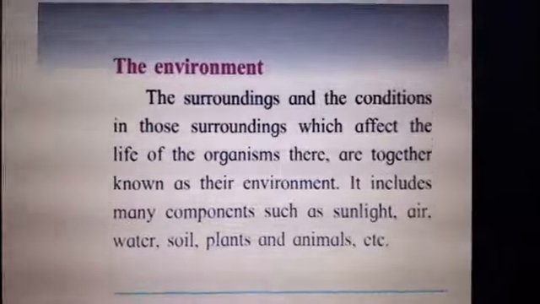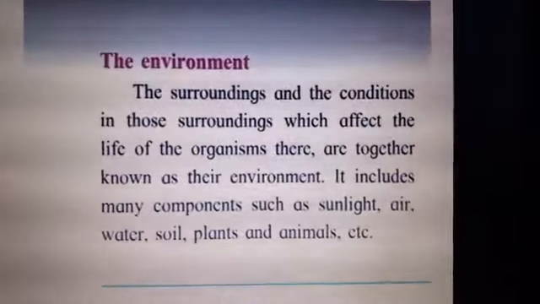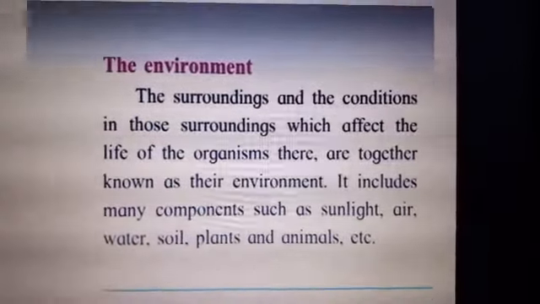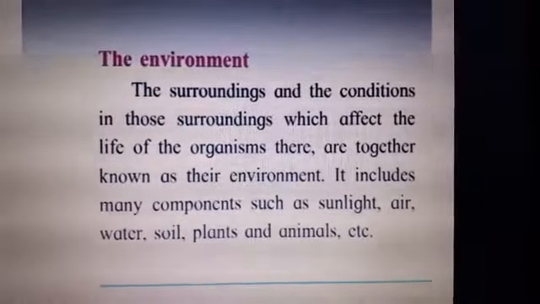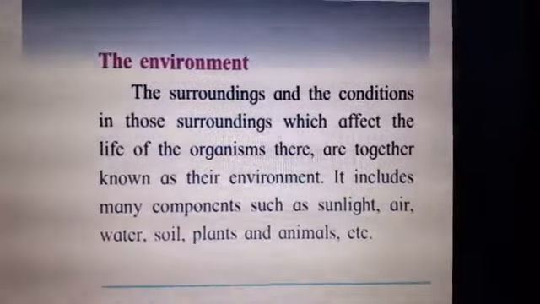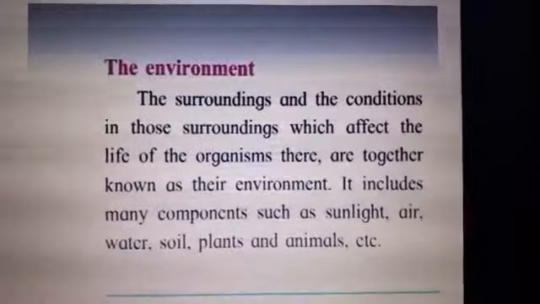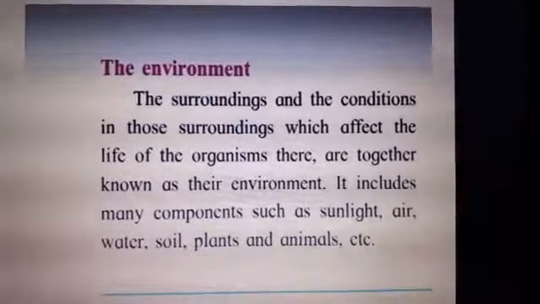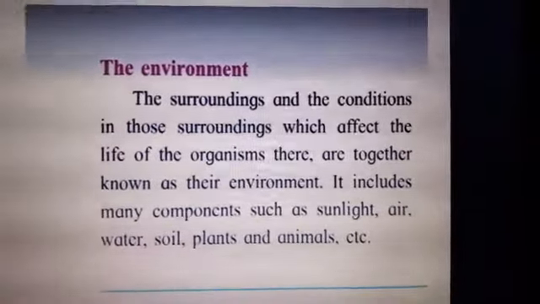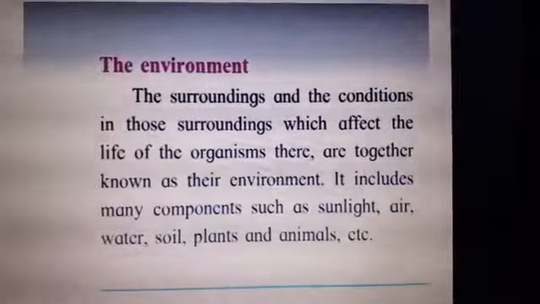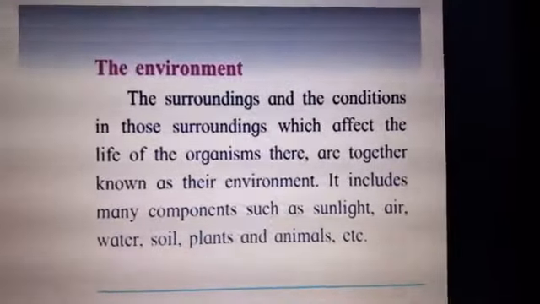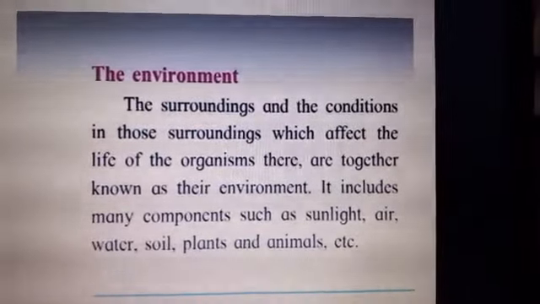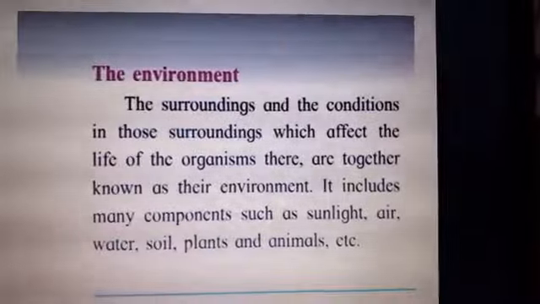Isn't it? It includes many components. Now what is included in the environment? Such as sunlight, which plays an important role, then air, water, soil, plants and animals. All these things are very, very important. And understood? To understand what the environment of our area is, where we are living. So environment means what, children? The surroundings and the conditions in those surroundings which affect the life of the organisms there are together known as their environment.